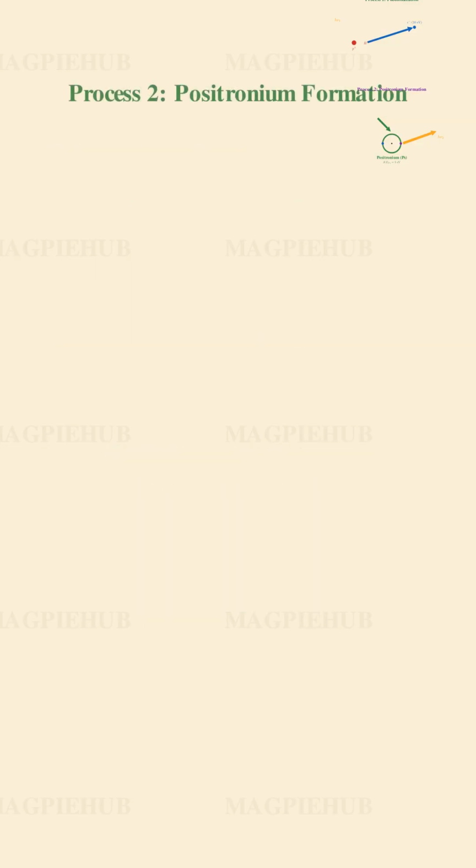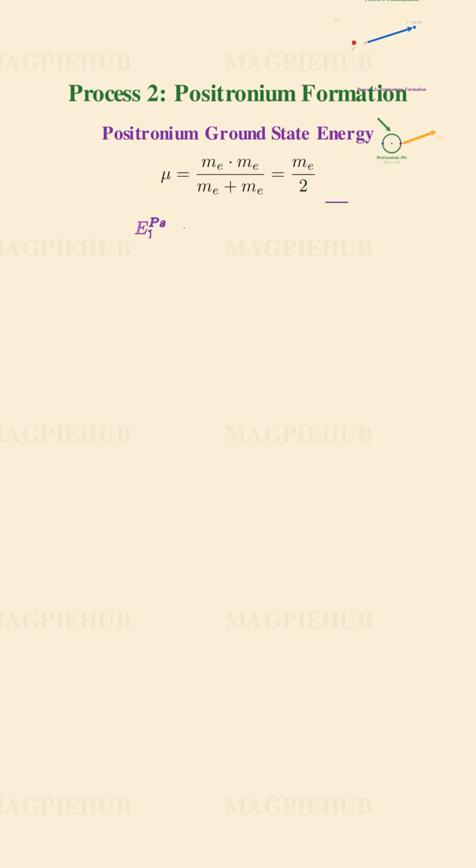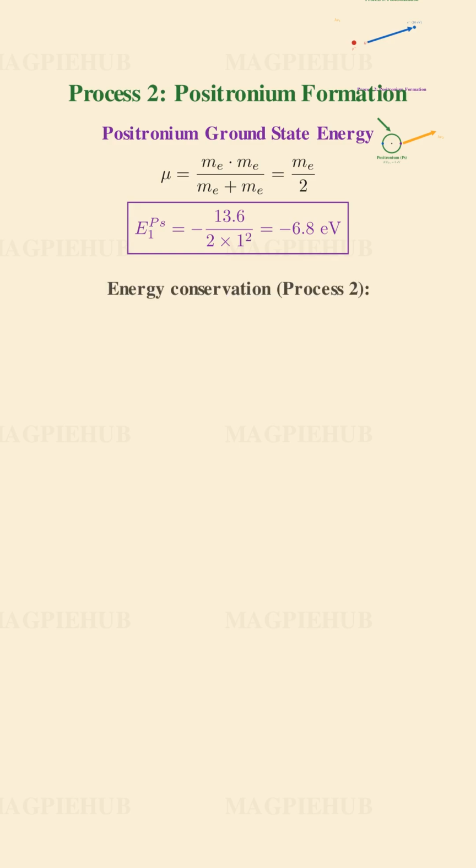Now for process 2. First, let us find the ground state energy of positronium. The reduced mass mu equals me times me over me plus me, which gives me over 2. So the energy levels of positronium are minus 13.6 over 2n squared. For the ground state, n equals 1, giving E equals minus 6.8 eV.